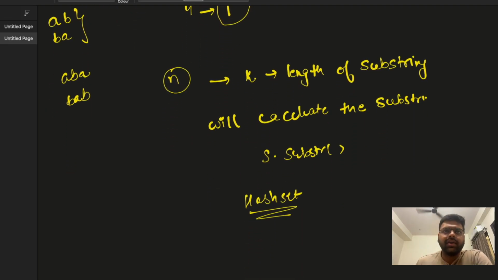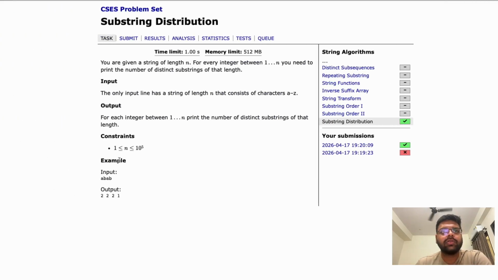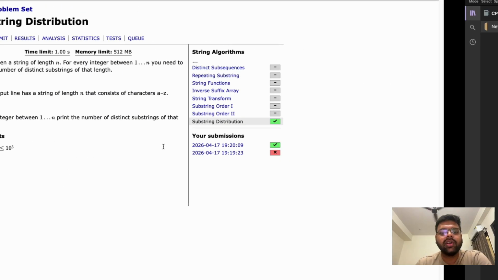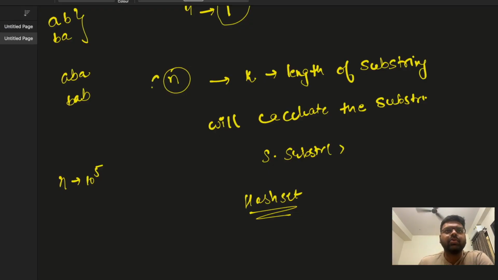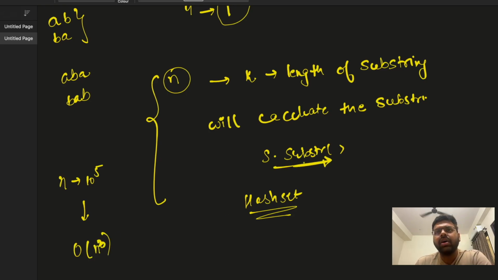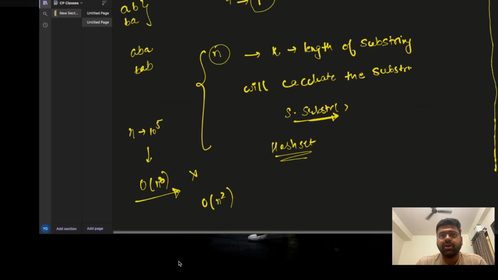But here n goes up to 10 raised to power 5 in the question. And in this brute force method we would land up with a complexity of big O of n cube, because s.substr also takes time of big O of k. So in the worst case it would land up to big O of n cube. That won't be an acceptable solution, and even big O of n square won't be an acceptable solution.